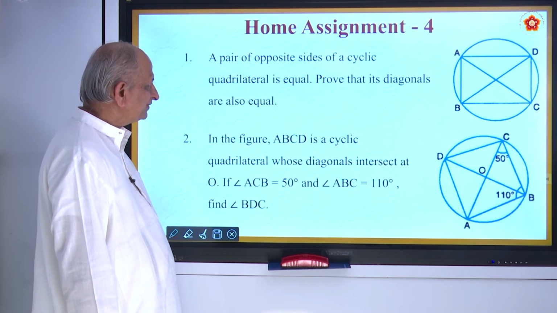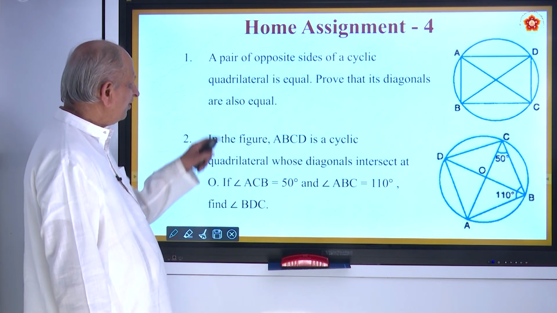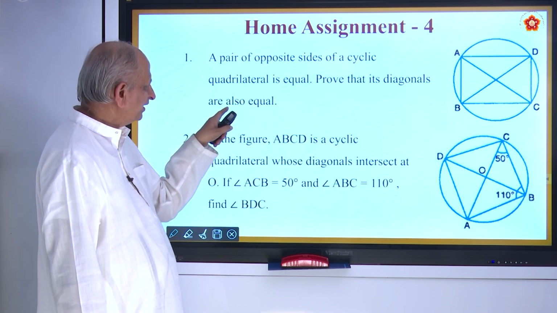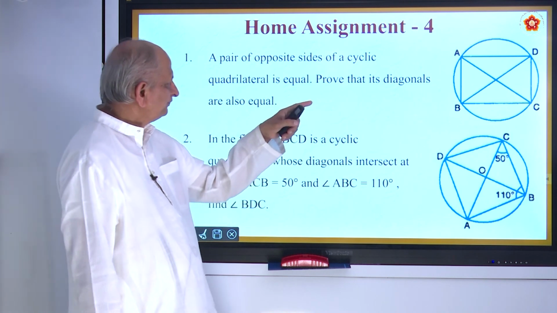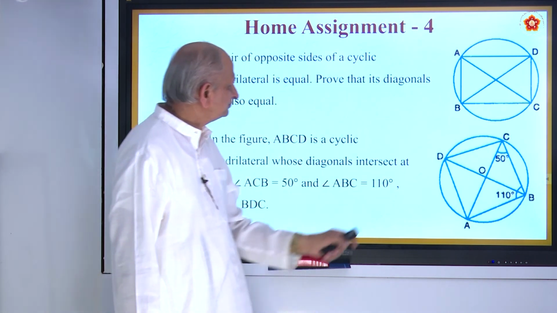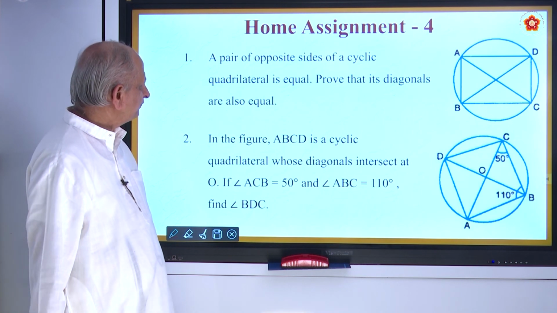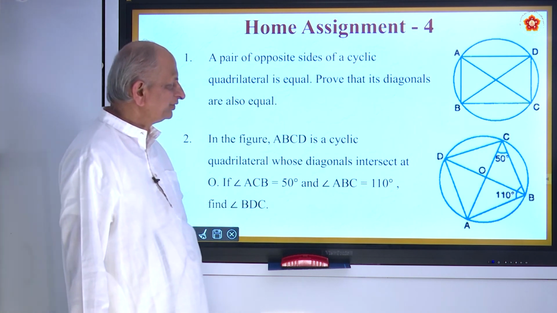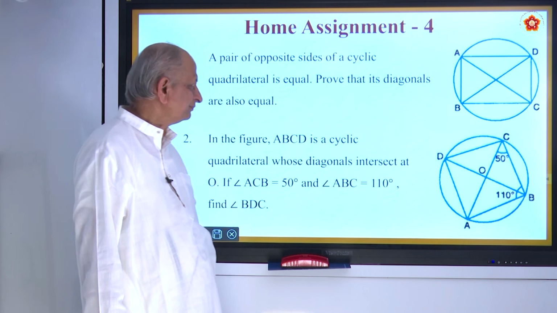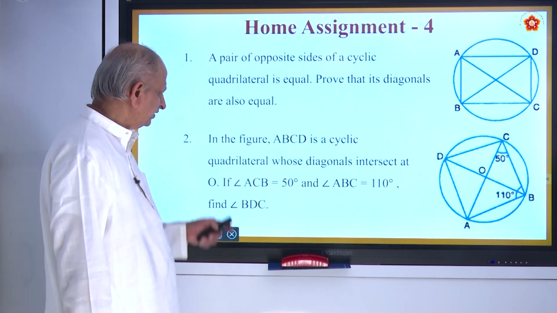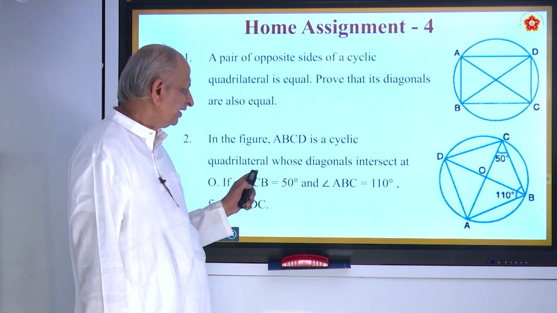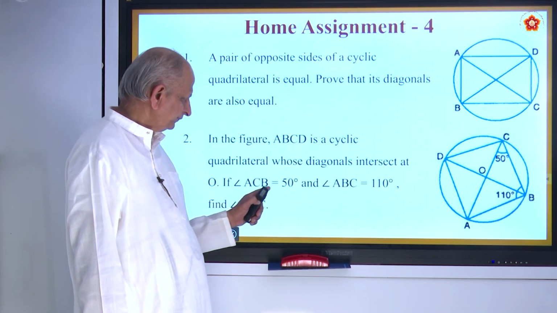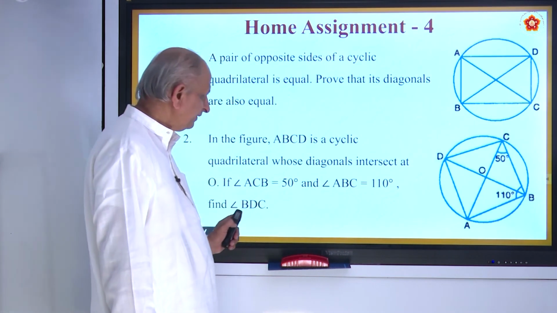So now let us see the home assignment. A pair of opposite sides of a cyclic quadrilateral is equal. Prove that its diagonals are also equal. So here there is a cyclic quadrilateral. Opposite sides are equal, they are given, meaning AB is equal to CD. Prove that diagonals are equal. Second question. In the figure, ABCD is a cyclic quadrilateral whose diagonals intersect at O. If ACB is 50 and ABC is 110, find BDC.